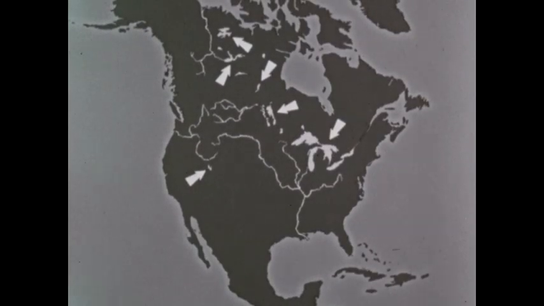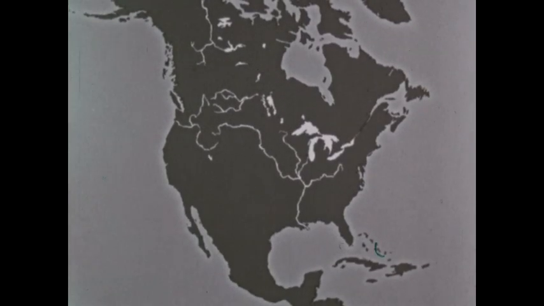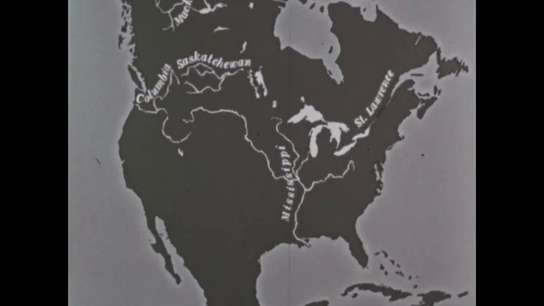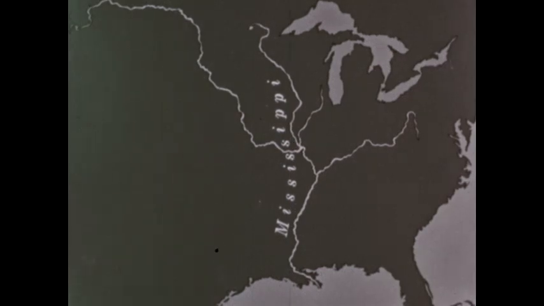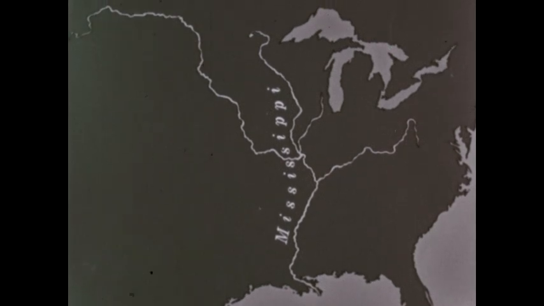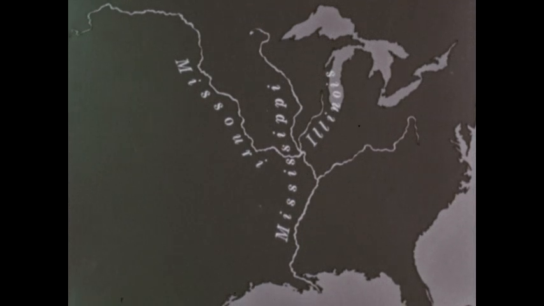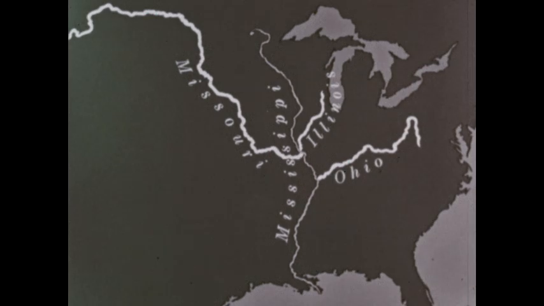We can learn about different lakes by looking at a map. There is also much we can learn about rivers. Each of the major rivers is joined by several others. Emptying into the Mississippi, for instance, are the Missouri, the Illinois, and the Ohio. These are all tributaries of the Mississippi.